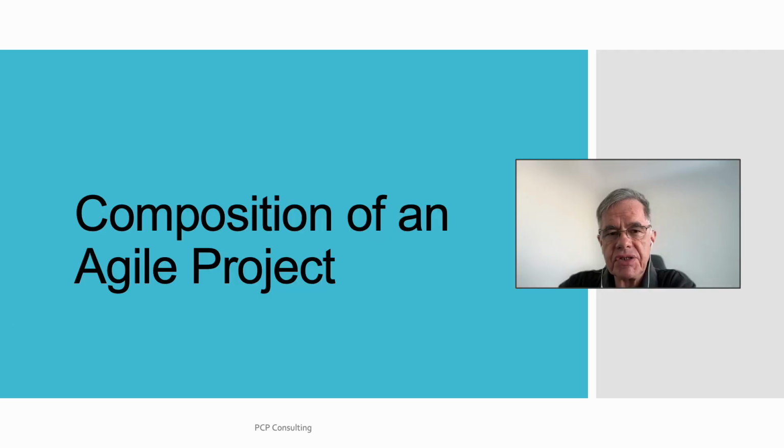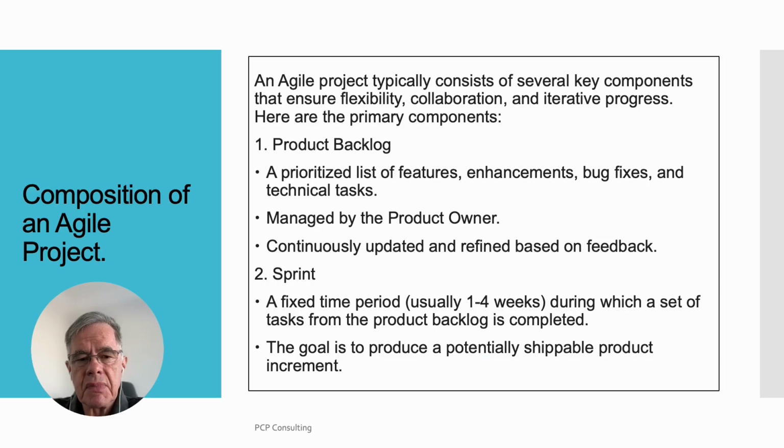Composition of an Agile project. An Agile project typically consists of several key components that ensure flexibility, collaboration, and iterative progress. Here are the primary components. Product backlog, a prioritized list of features, enhancements, bug fixes, and technical tasks, managed by the product owner, continuously updated and refined based on feedback.